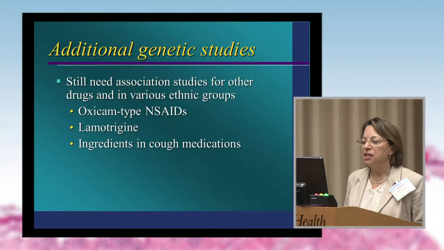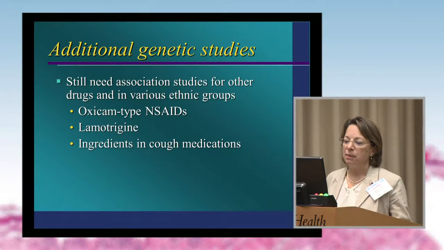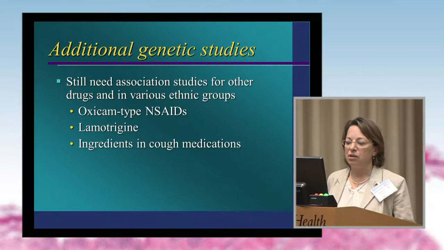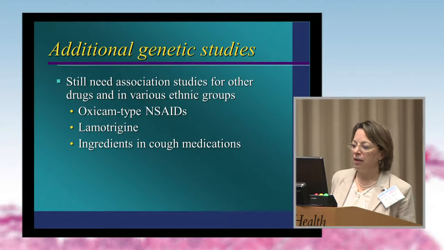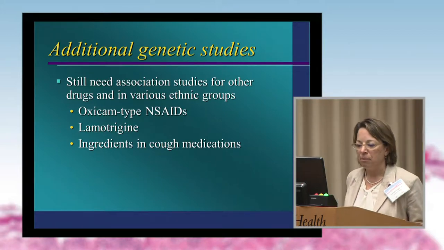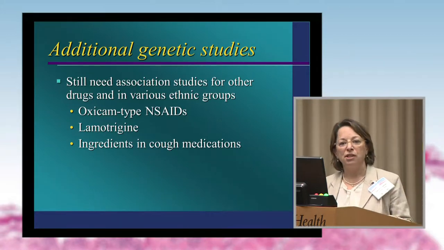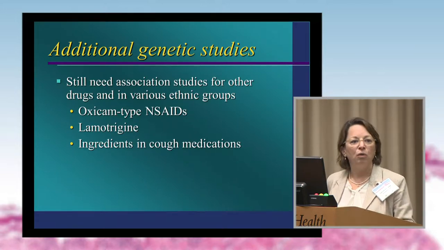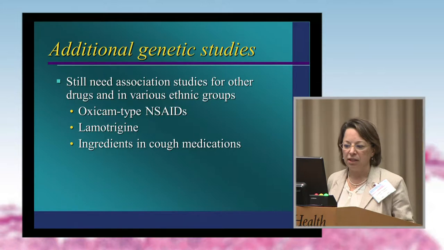And then we talked about additional genetic studies. We didn't spend a lot of time on this because there was a consensus that, yes, we need to look for more HLA associations because they're drug-specific and they're ethnicity-specific, and so get a wider toolbox for advising different populations. Oxicam-type NSAIDs were high on everyone's list, lamotrigine, of course, and then ingredients in cough medicines, which have been associated with TEN, in particular ocular complications, but it's not known which ingredients are actually important.